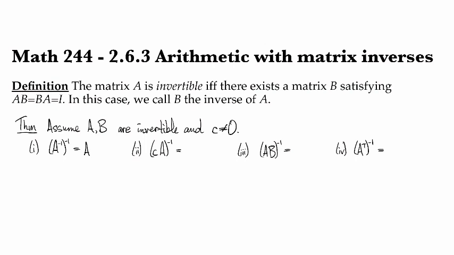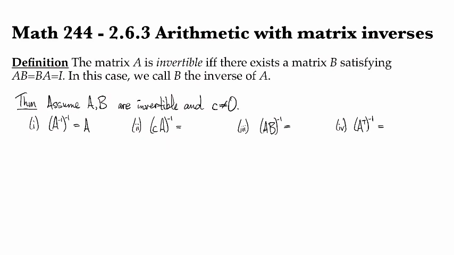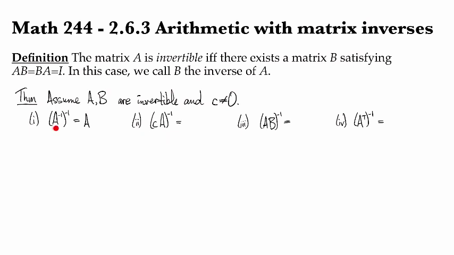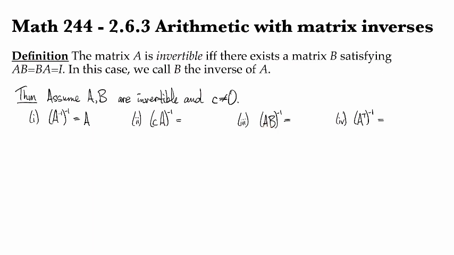So let's look at some arithmetic we can do with inverses. If we've got two invertible matrices, we'll call them A and B, and we've got some non-zero scalar, then let's see what we can say about the inverses of, say, A inverse, a scalar multiple of A, a product, and a transpose. Well, the first one, the inverse of A inverse, that's A.